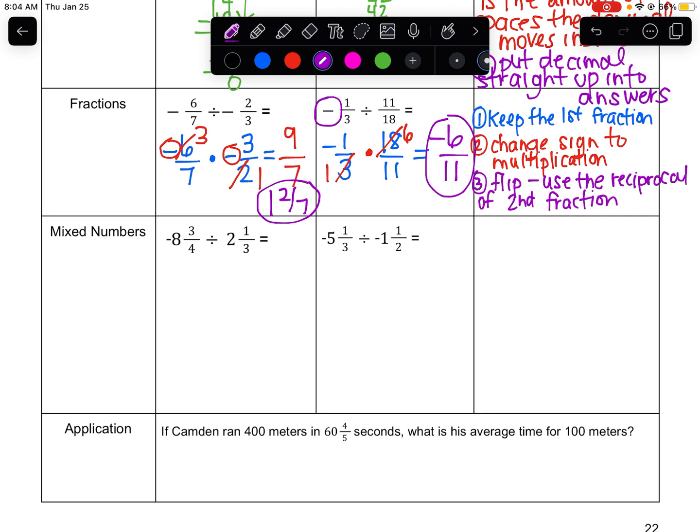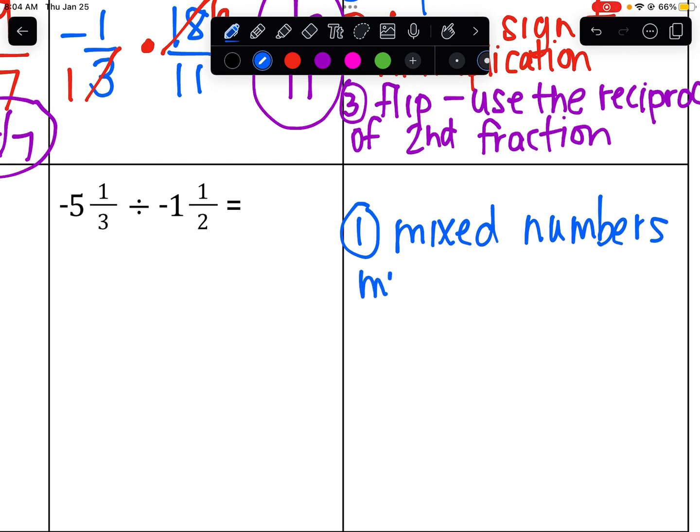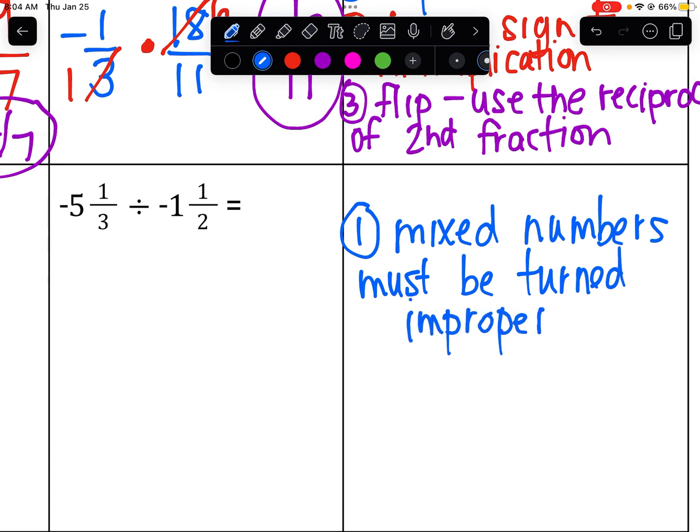So it changes a little bit with mixed numbers. Just like multiplying, we have to make our mixed numbers improper. It's a must. It's not like adding and subtracting. So I think the one rule you should write down to remind yourself is mixed numbers must be turned improper. And then really all the rules from above apply. So follow the rules from above.